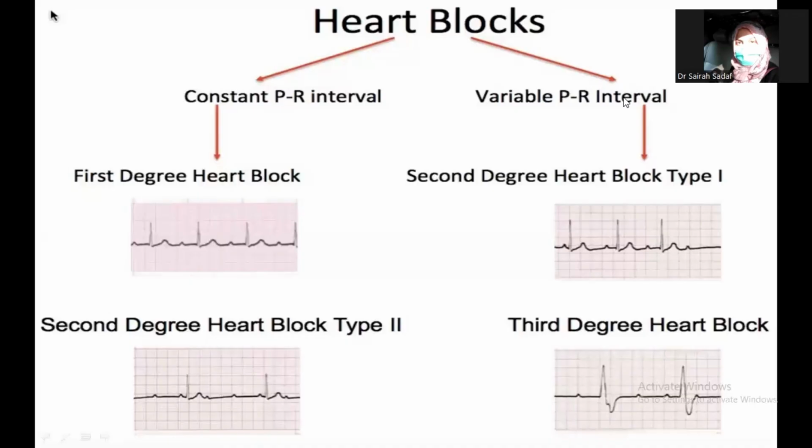When you have a constant PR interval, it may be first degree AV block or second degree type 2 AV block. Just memorize it. And when there is a variable PR interval, although prolonged, it may be either second degree AV block type 1, Wenckebach or Mobitz 1, or it may be third degree AV block, right? So just memorize it and let's move forward.